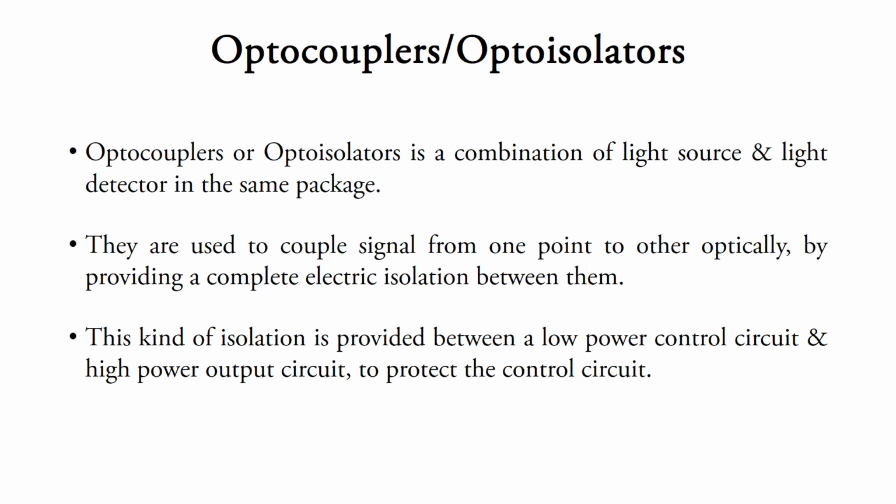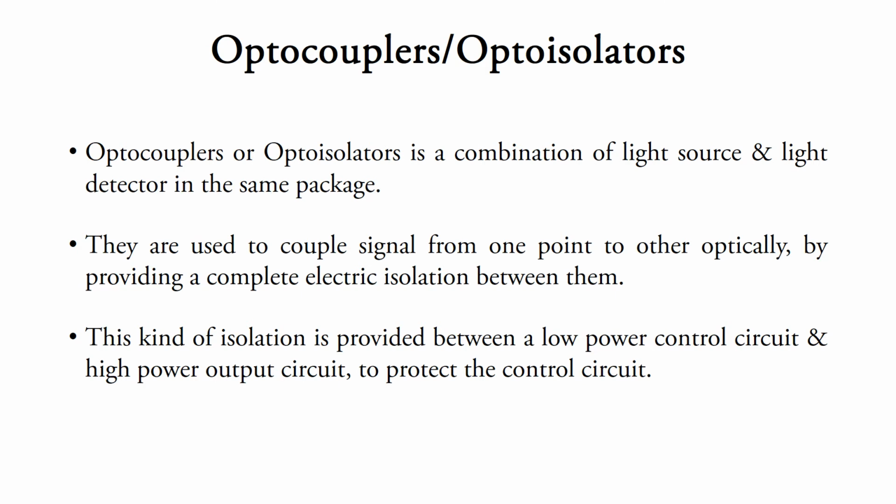Next we'll move on to the very interesting topic, optocouplers, optoisolators. As the name implies, opto is related with light. An optocoupler or optoisolator is a combination of light source and light detector in the same package. It is used to couple the signal from one point to another optically by providing complete electrical isolation between them. That is why it is named coupler and isolator: coupling for the optical signal from one point to another, and isolation to provide electrical isolation between the two parts.